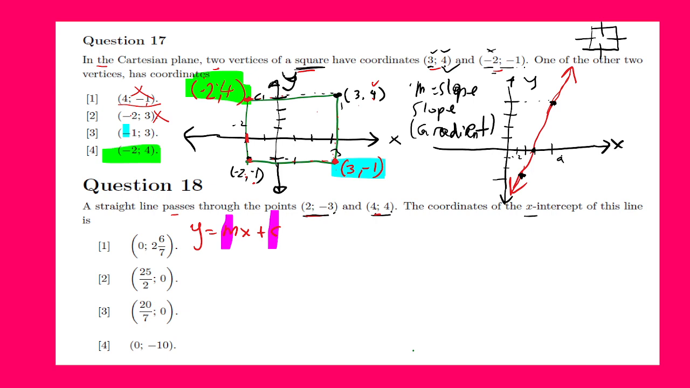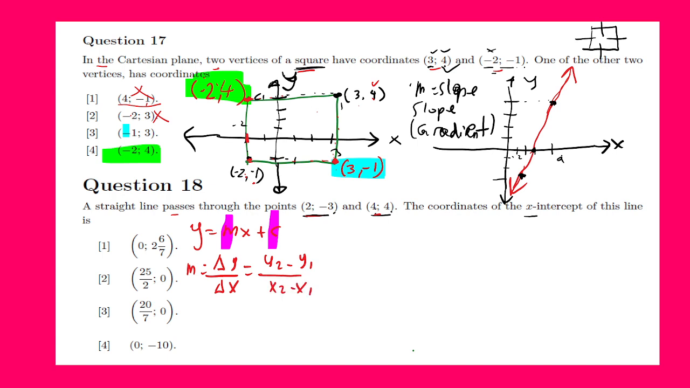Slope or gradient. Now let's find that slope and gradient. So how are we going to get this? The slope is equal to change in y over change in x. What is change in y? It means y2 minus y1, over x2 minus x1.